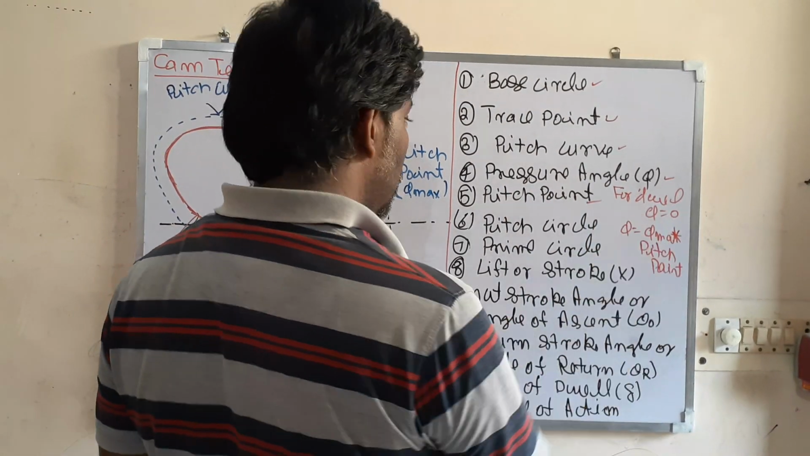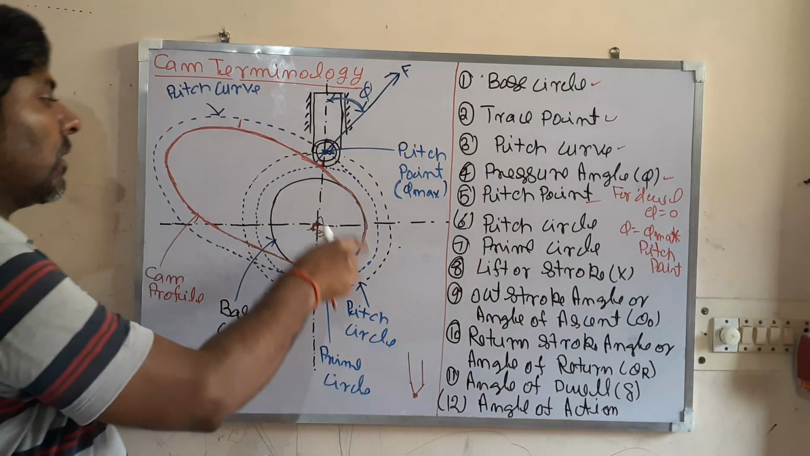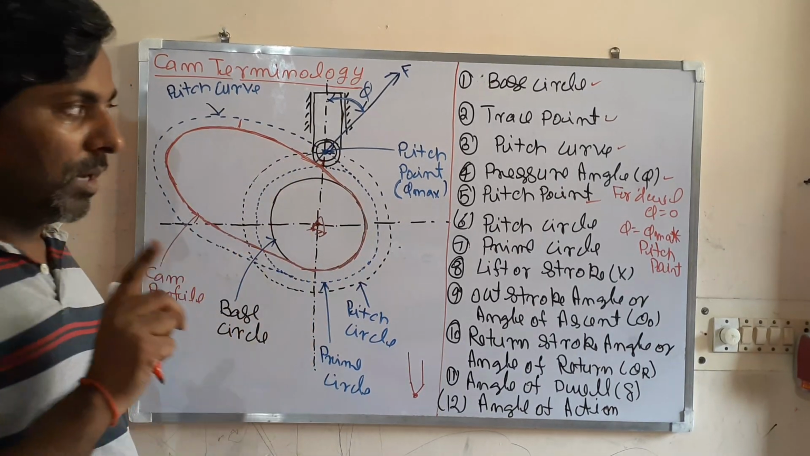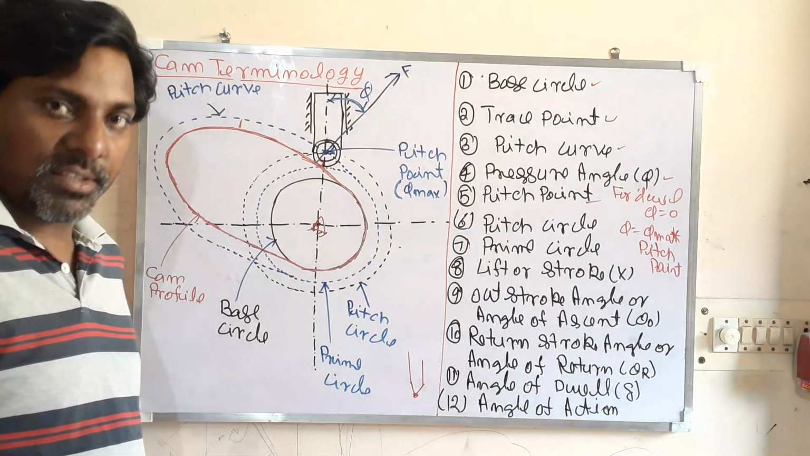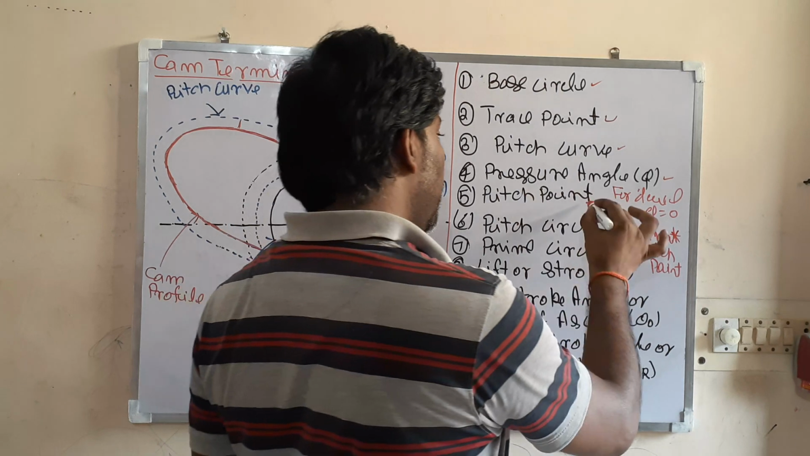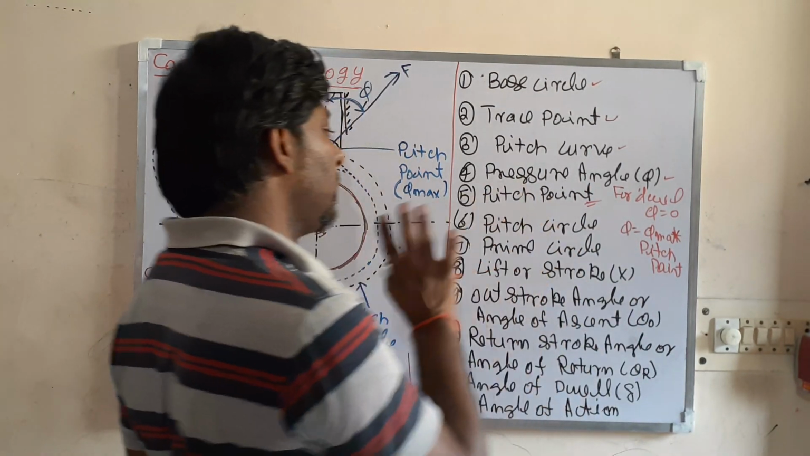Now let us see what the pitch point is. It is a point on the pitch curve at which the pressure angle is maximum. That is known as the pitch point. Next is the pitch circle.